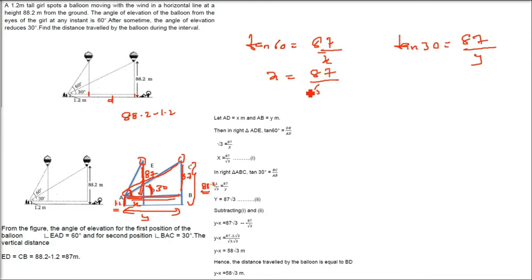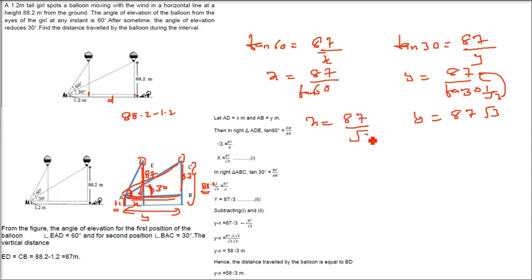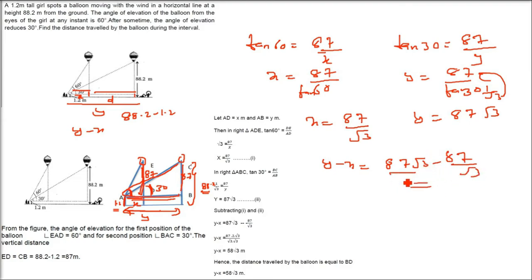So x will be 87 by tan 60 degrees. And what will be y? y will be 87 by tan 30. Now tan 30 is 1 by root 3. So 87 divided by 1 by root 3 will be, root 3 goes up, 87 root 3. Tan 60 is root 3 only. So it will remain as 87 by root 3. x is 87 by root 3. Okay, now we have to find out y minus x. So this distance, how far this balloon has traveled. y minus x will be 87 root 3 minus 87 by root 3. And when you solve this, it's going to be 58 root 3.